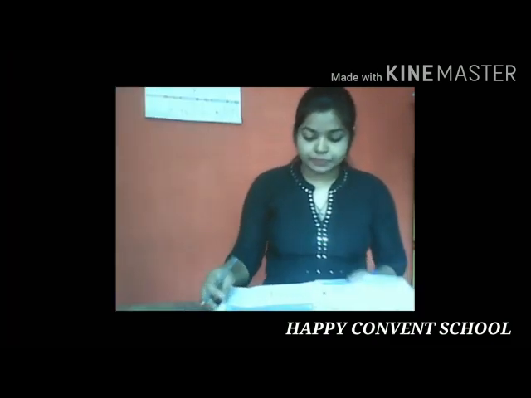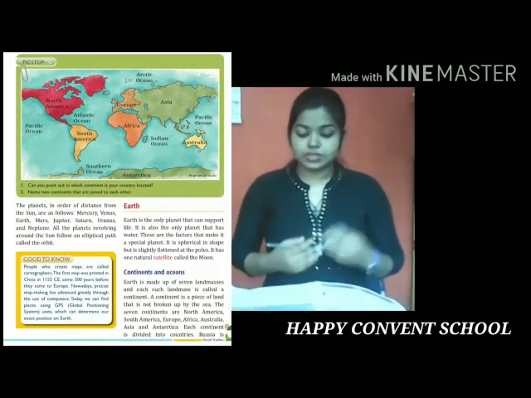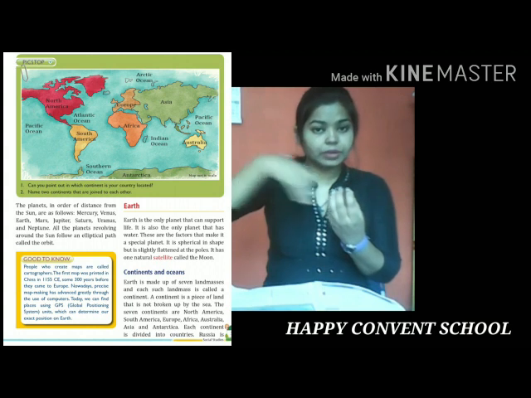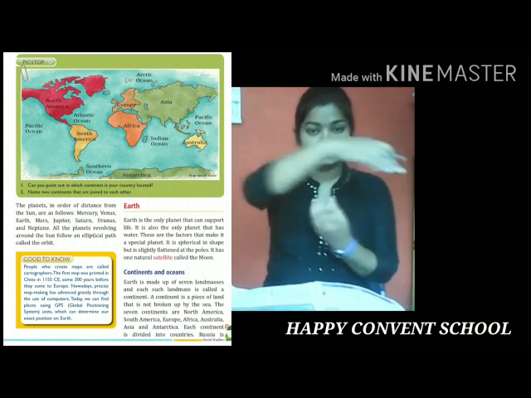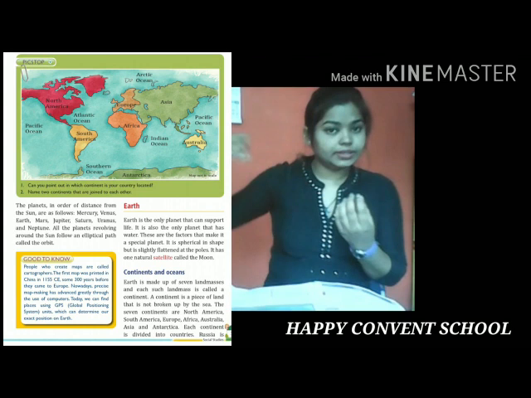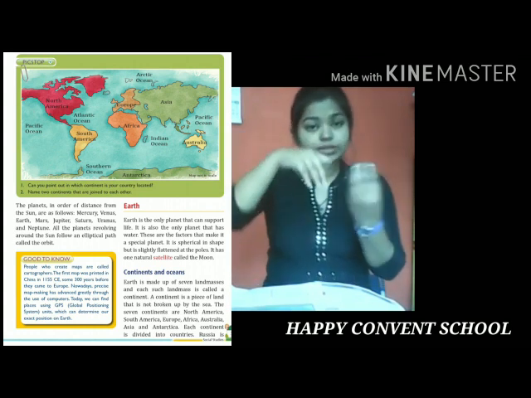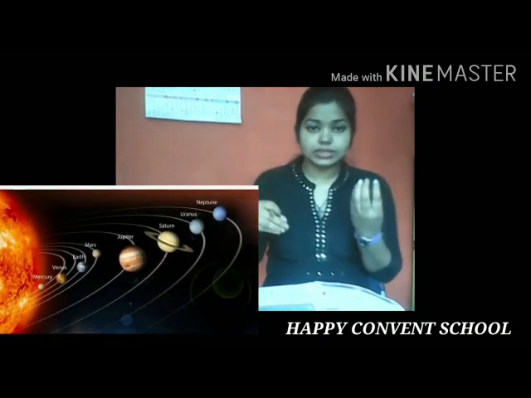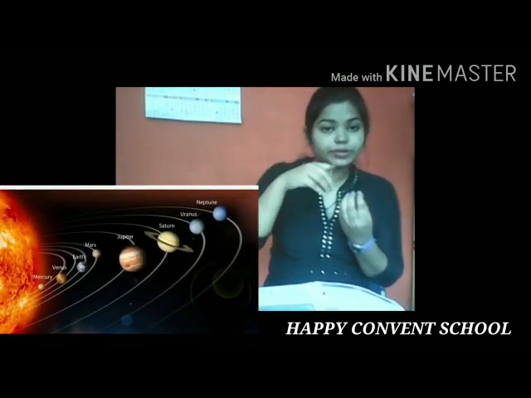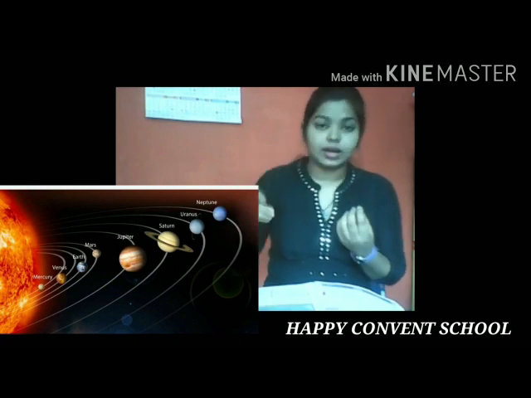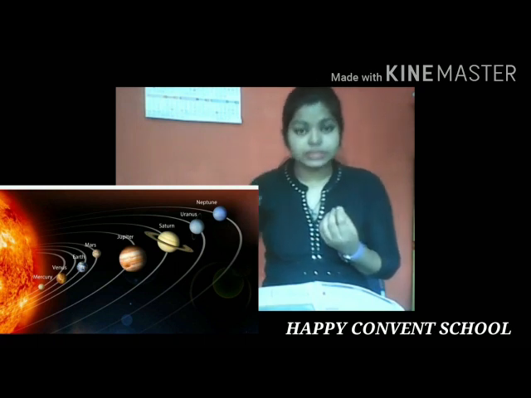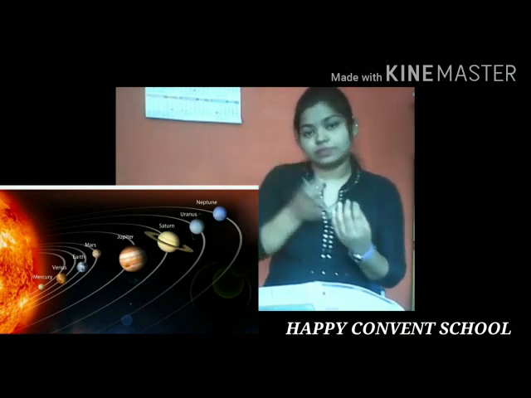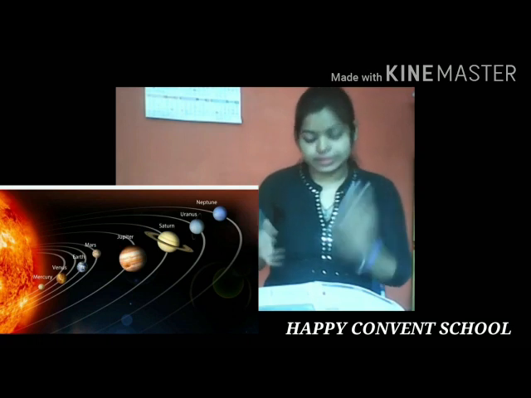Next, the planets in order of distance from the sun are as follows. We know the sun is in the middle, and each planet has a path, an orbit, and each orbit contains one planet. According to the distance from the sun, suppose this is the sun, the nearest is called Mercury, then Venus, then Earth, then Mars, then Jupiter, then Saturn, then Uranus, then Neptune. The names are given according to the distance from the sun.